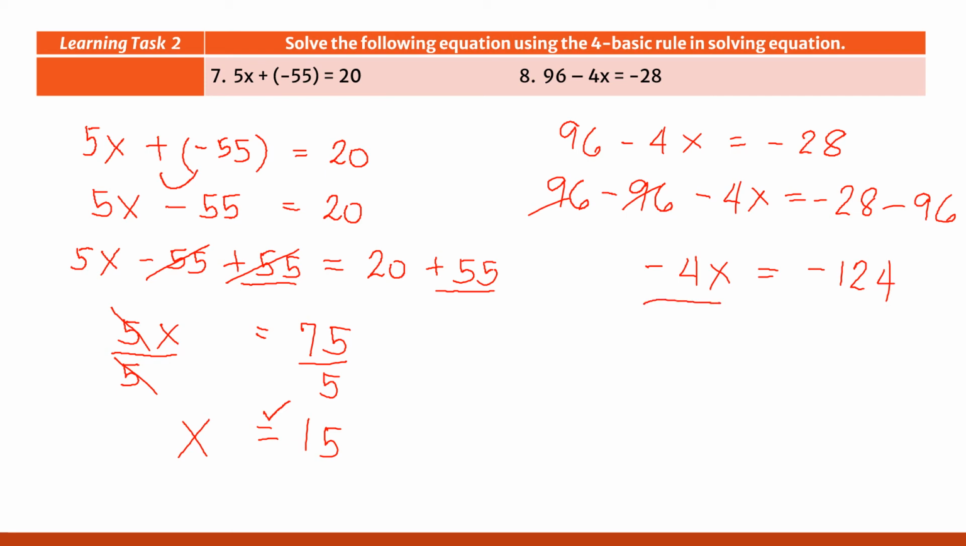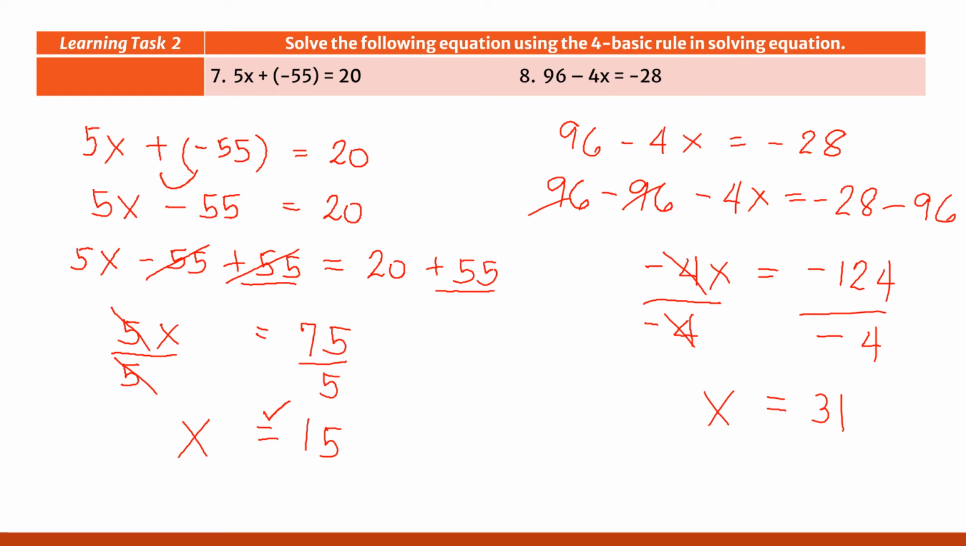To remove this coefficient, apply division property of equality. So, divide your equation by negative 4. Okay? So, cancel negative 4. Natira ay x. And what is negative 124 divided by 4? Okay? Kapag i-kinompute natin, 124 divided by 4, pag kinompute is what? Positive 31. So, that is positive 31. Why positive? Negative divided by negative is positive.